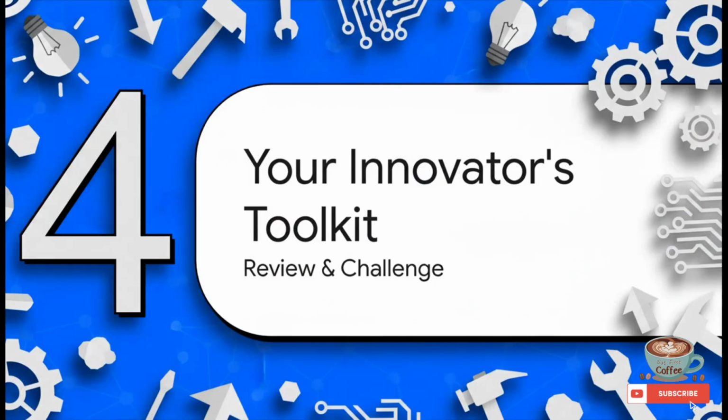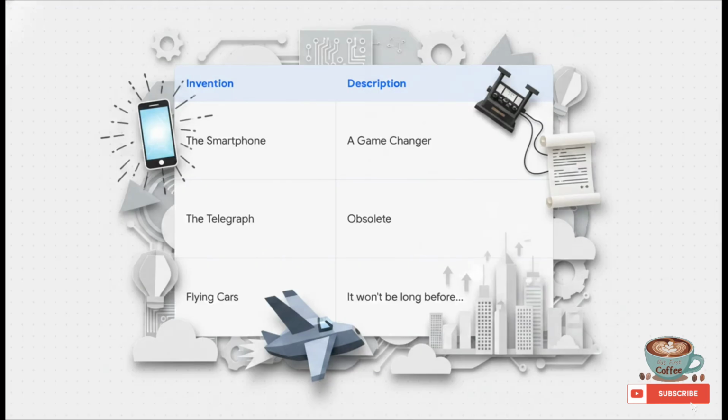All right, class, you have done the work. You've gathered all the tools. Now it's time to put our new vocabulary into practice. Let's do a quick review, just to make sure all these tools are sharp. Okay, let's have a look at the screen. The smartphone, well, that's a no-brainer. It's absolutely a game changer. The telegraph, yeah, as we just talked about, it's now totally obsolete. And what about flying cars? Well, we can say, with a little bit of hope, it won't be long before they're a reality.